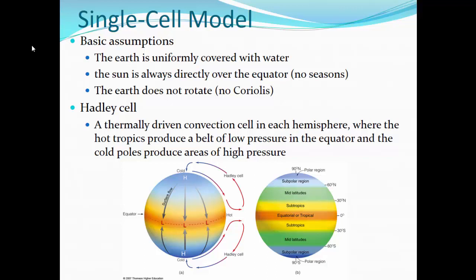In this situation, we'd have one thermally driven convection cell in each hemisphere, where the hot tropics would produce a belt of low pressure or upward motion, and the cold poles would produce an area of high pressure or downward motion. At the surface, wind would blow from the high pressure at the poles to the low pressure at the equator, bringing cold air back south, and in the upper levels of the atmosphere, the warmer air would blow north. That one circulation cell in each hemisphere would be known as a Hadley cell. Those assumptions don't work, so we'll look at a different model of the global circulation of the atmosphere.